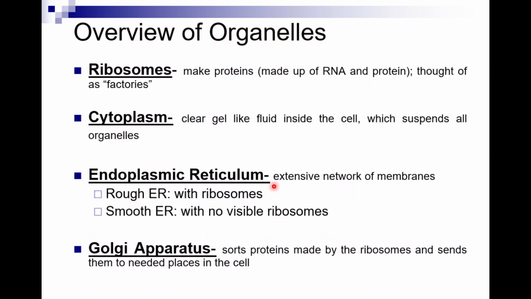Now the other organelles are the ribosomes, which make proteins and are made up of RNA and protein. They are thought of as factories. Ribosomes are called factory organelles, which synthesize proteins with the help of RNA and proteins.